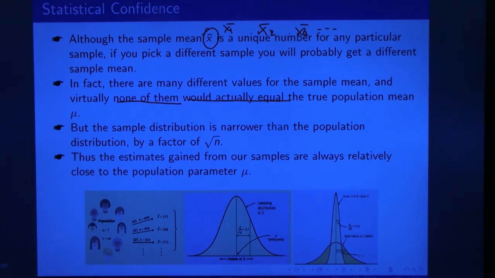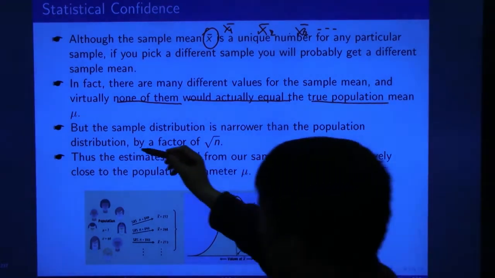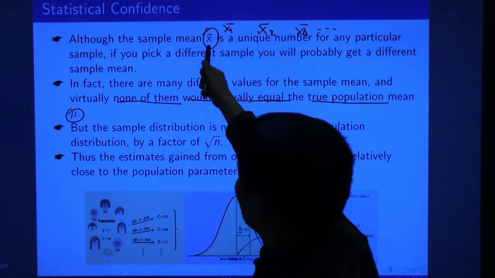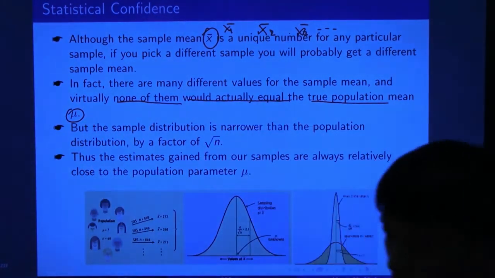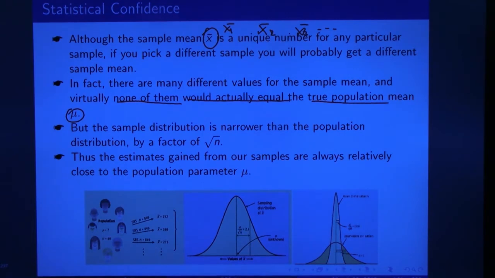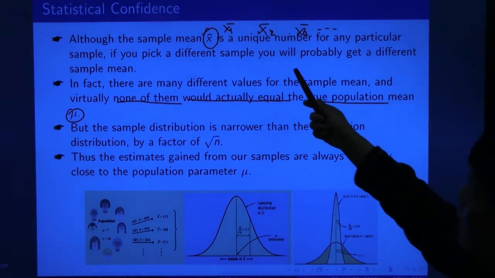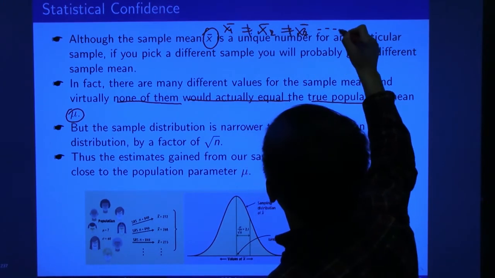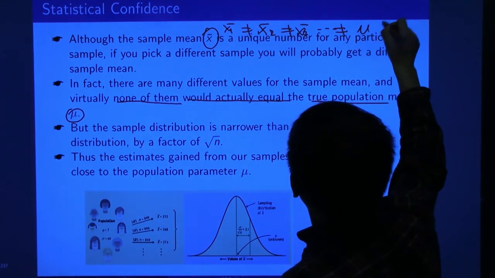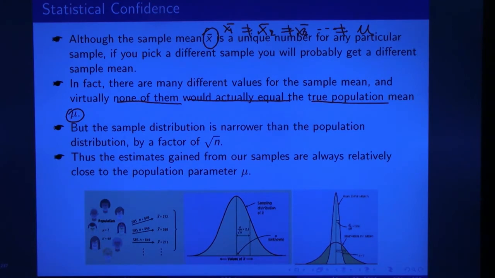And also, none of them will be equal to the true population mean, mu. Here, x bar means the mean for the sample, and mu means the mean for the population. All these x1 bar will not be equal to x2 bar, and will not be equal to the population mu. The probability for them to be equal is 0.